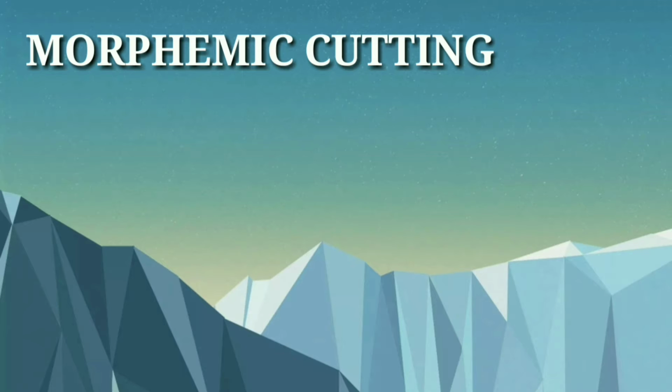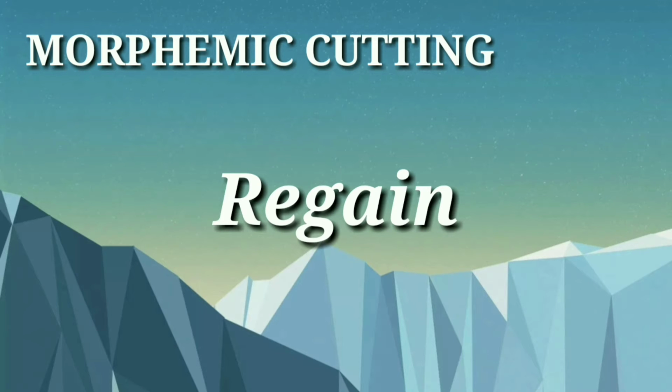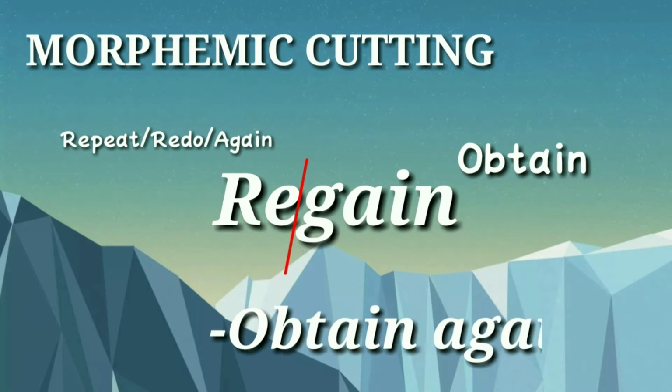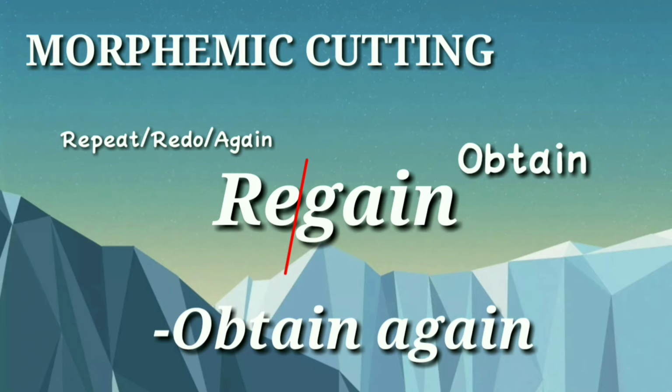We have another example here, which is the word regain. So to cut a morpheme, we have to look for its root word. So the root word for regain is the word gain. So we have to cut between the re and gain. And then we have to identify the meaning of re. So re is considered as repeat, redo, or again. Gain means obtain. So if we make it in a sentence, regain means to obtain again. So that is the word regain. So that is our example for our morphemic cutting.